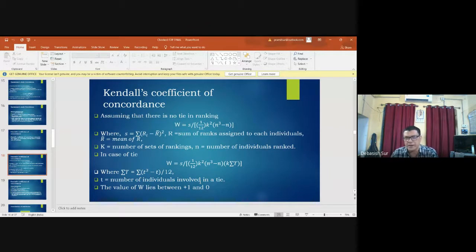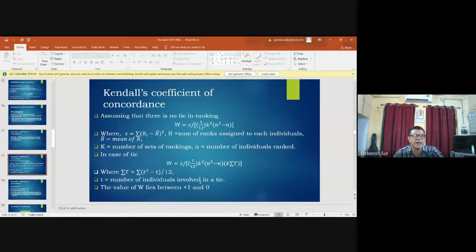So this is R, and R bar means mean of R, that means sigma Ri divided by n. Sigma (Ri minus R bar) whole square is the small s. And k is the number of variables. Here we have considered 3 variables: marks in mathematics, marks in statistics, marks in business management. That means the number of sets of rankings, or number of variables. This is k. And n is the number of individual ranks.